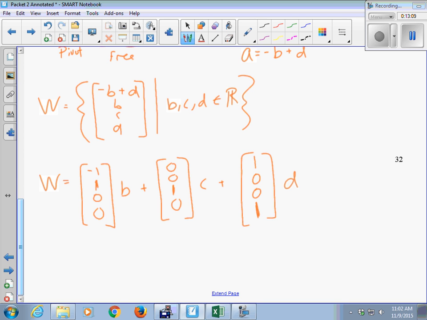That doesn't tell you anything about linear independence. No, doesn't tell you about linear independence.